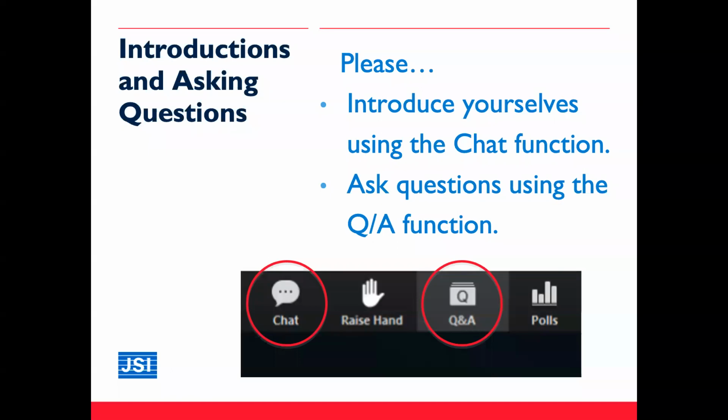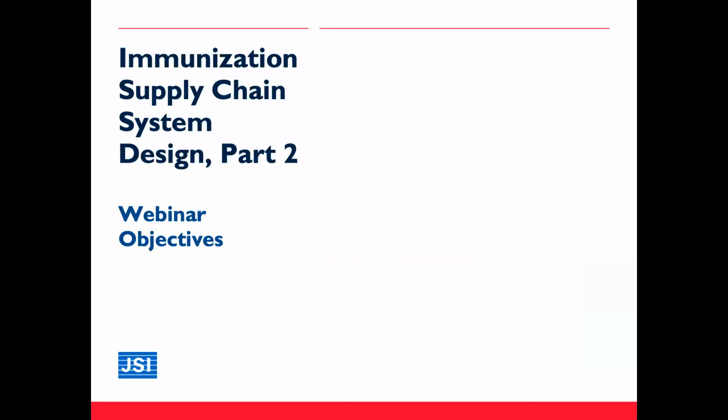Now let's get into today's webinar topic. Let's briefly review first the objectives of the webinar. In this webinar, we will discuss the basic elements that you need to consider when redesigning a supply chain system. This will build off of our previous discussion from last time when we focused on designing a supply chain from scratch. In this webinar, we will get into more details as they relate to redesign or optimization.